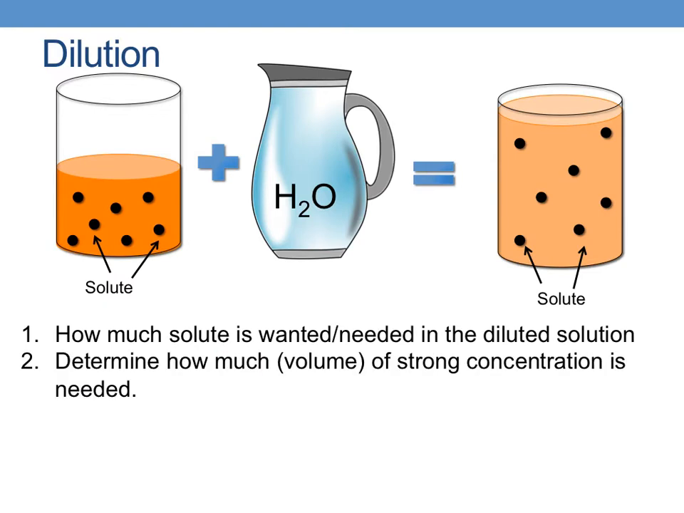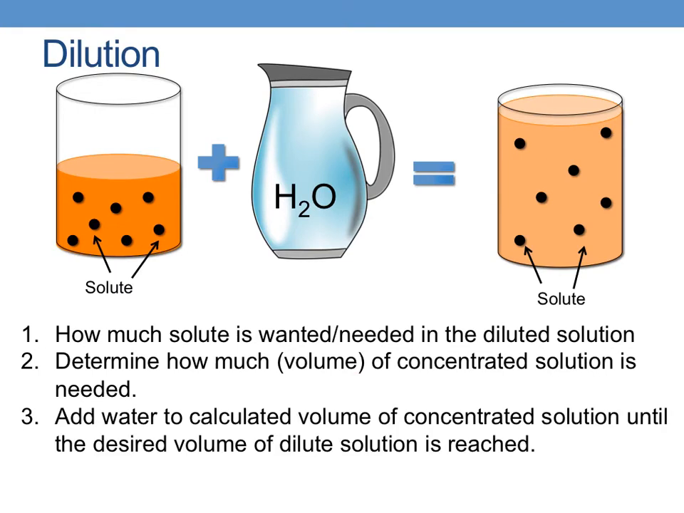Using that, figure out how many moles you need. Once you know how many moles you need at the end, that's the same as the number of moles you need in the beginning. So once you know the number of moles you need, and you know how strong your initial concentration is, you can then calculate how much of it you need. So now we're dealing with the strong concentration. And then once you know how much of the highly concentrated solution you need, you just add water and you end up with your diluted solution.